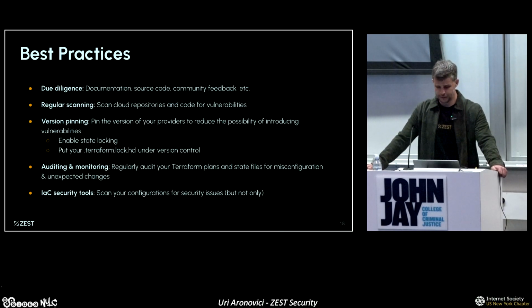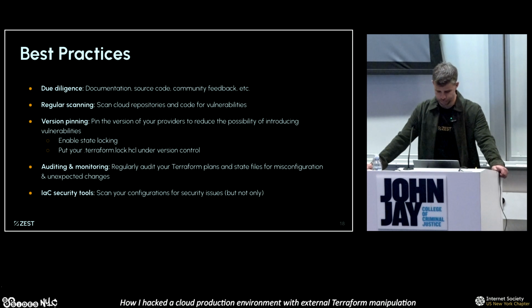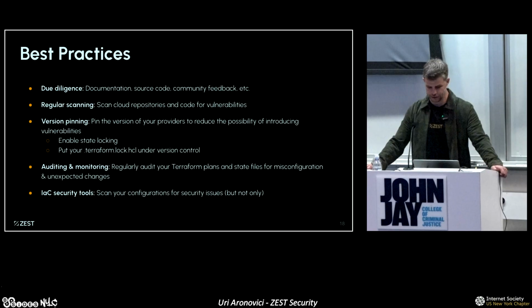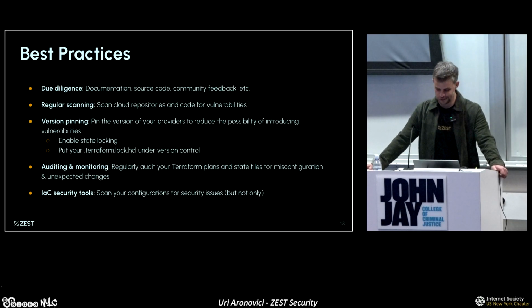Put your Terraform lock HCL file under version control. This will help you monitor what Terraform provider version you're using. Keep auditing your Terraform plan and state file for misconfiguration and unexpected changes. The last thing, I'm sure you're doing that, is scanning your IaC with an IaC security tool to identify misconfiguration. But remember also to scan the provider itself with a static analysis tool just to be aware if it has a vulnerability.